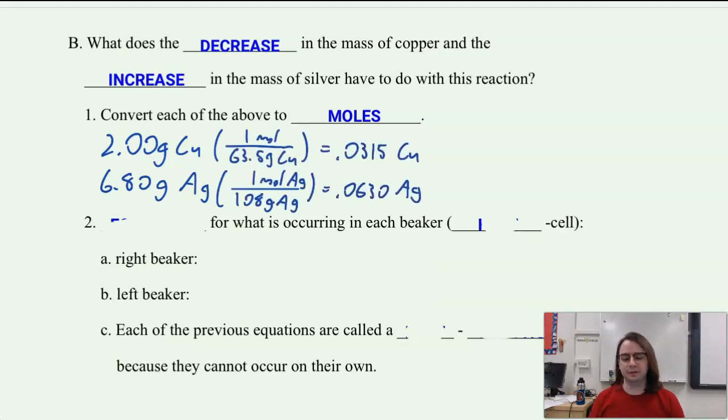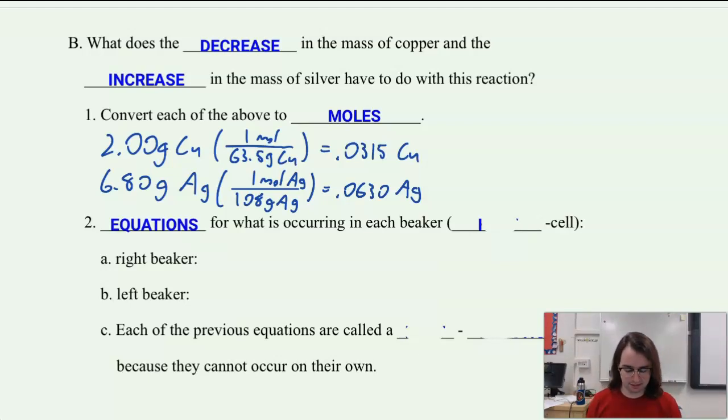So notice that when we convert things into moles, it actually becomes a little bit more interesting, doesn't it? We notice that we seem to be gaining twice as many moles of silver as we are losing of copper. Do you see what I mean? For example, if I were to take 0.0315 and multiply it by 2, I would get 0.0630. So that means for every 1 mole of copper that I'm losing, I seem to be gaining 2 moles of silver. So let's explore that a little further.